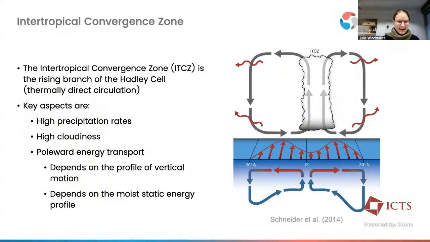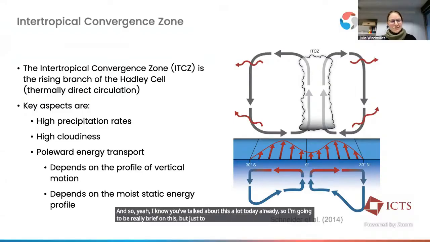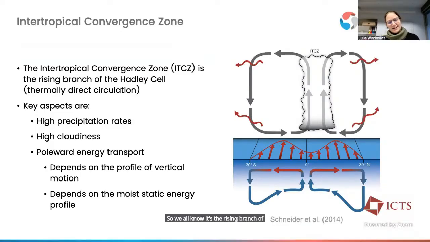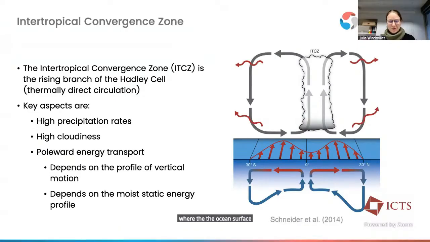I know you've talked about this a lot today already, so I'm going to be really brief, but just to set the scene for what I want to talk about, a very, very brief reminder of what the Inter-Tropical Convergence Zone is. We all know it's the rising branch of the Hadley cell, and the Hadley cell, importantly, is a thermally direct circulation. So it transports heat from where the ocean surface is warm to where the ocean surface is cold. And it has key aspects that we care about.